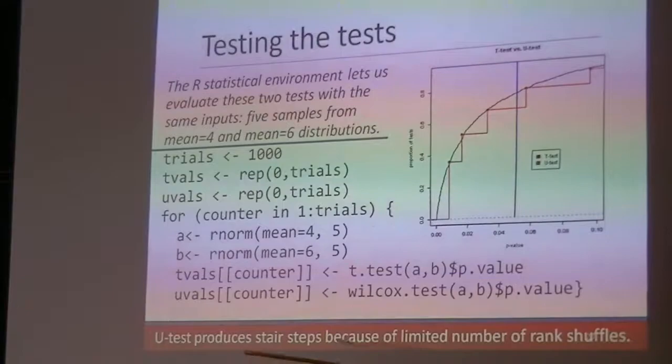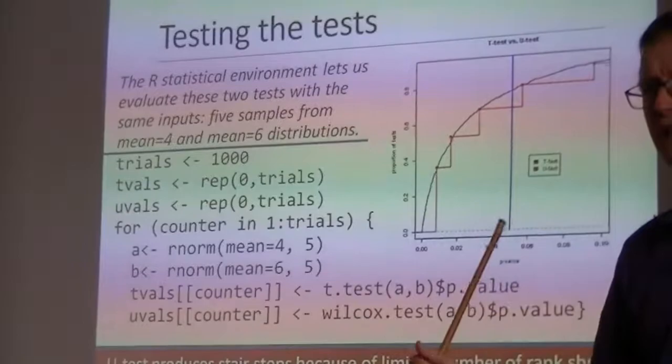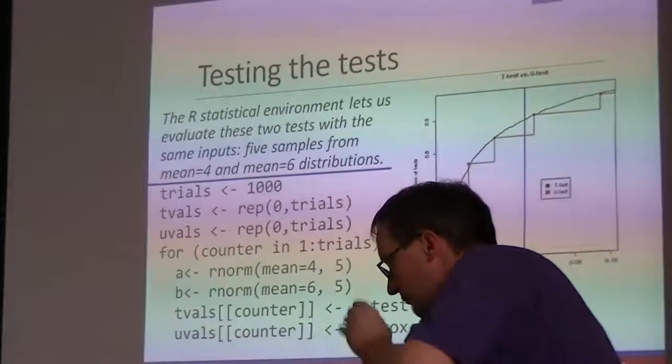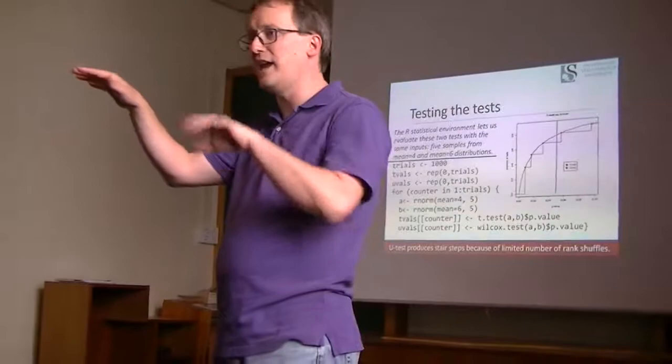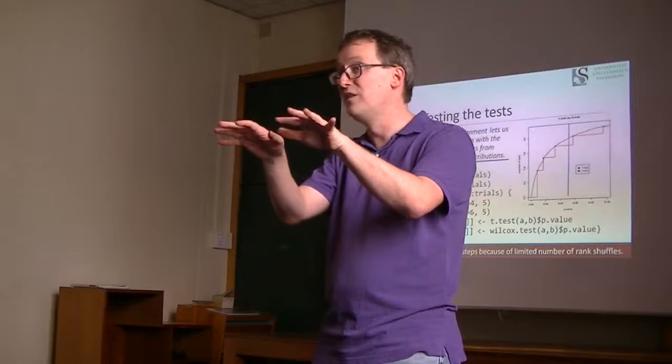Is that true for the U-test? What we see is that there's this very different behavior in the U-test. You see how that red line moves in stair steps? There's a reason for that. So let us imagine that I have 5 values from A and 5 values from B. I might have all of my values of A below all of my values from B. Okay? That is the best I can possibly do in U-test.